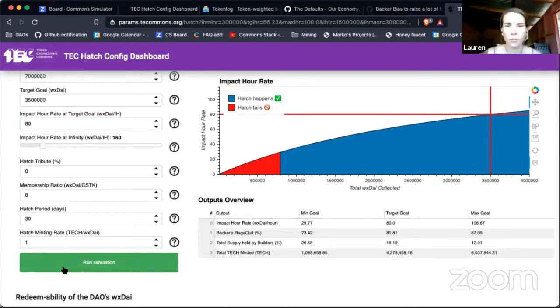I think I forked from the small cap with the backers bias small cap thing. And the toll gate fee on this one is like 1,000 wrapped X die. Isn't that crazy? That's a lot.